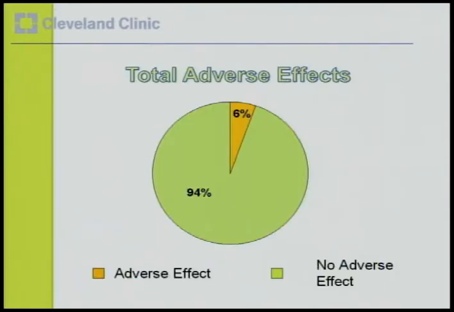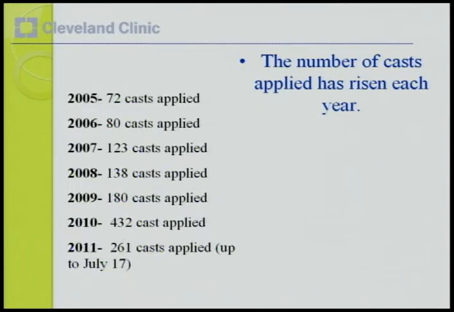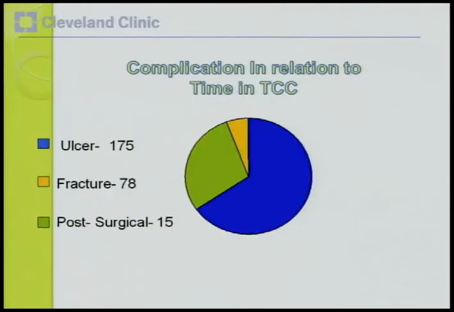This study focused on the iatrogenic complication rate with total contact casting. 6.12% of all casts that were applied within the last 6 years resulted in a complication, while 93.98% were free from complication. Ms. Naubers-Franson did a study that included 88 patients that were followed until healed in a total contact cast. 9% of this group had a complication in a total contact cast. The number of casts applied has risen each year. And as you can see, this is the number of complications from 2005 through 2011.